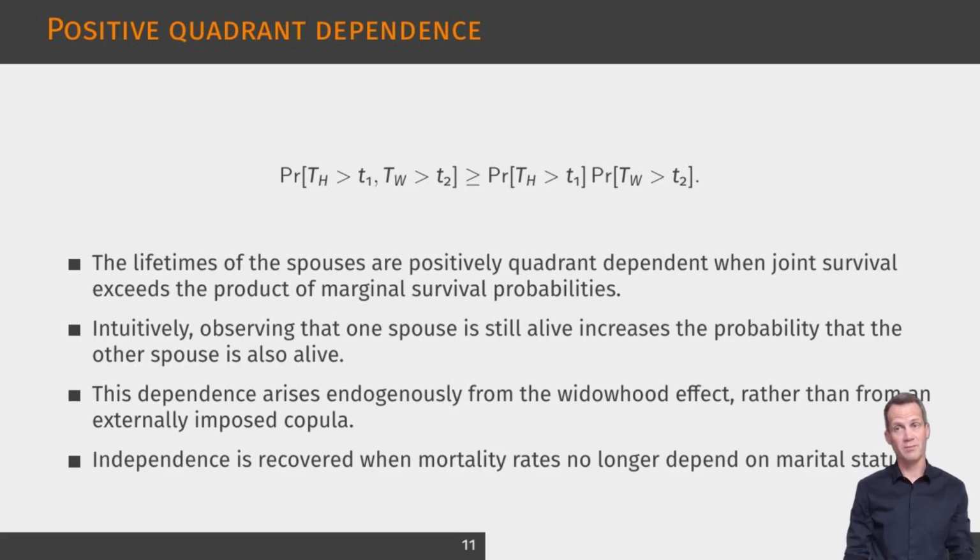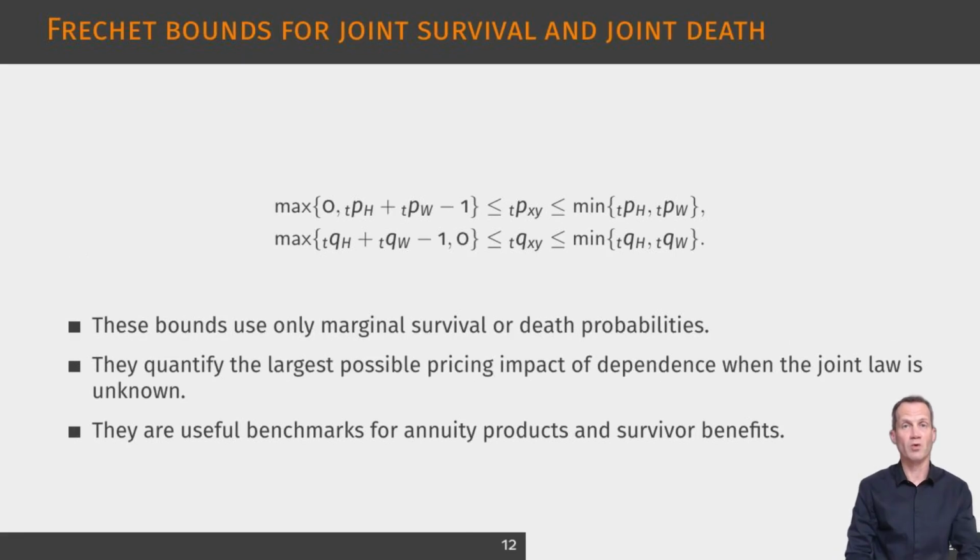This is not merely a statement about a positive covariance between lifetimes. Positive quadrant dependence is stronger and more robust because it remains valid for increasing transformations of the lifetimes. The dependence is generated internally by the transition structure and by the difference between married and widowed mortality. When the mortality rates are the same in married and widowed states, the inequality becomes an equality and the independence benchmark is recovered. The two inequalities on the slide are the Frechet bounds applied to joint survival and joint death.